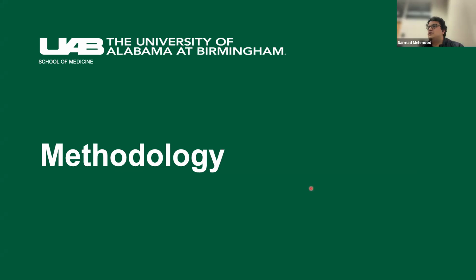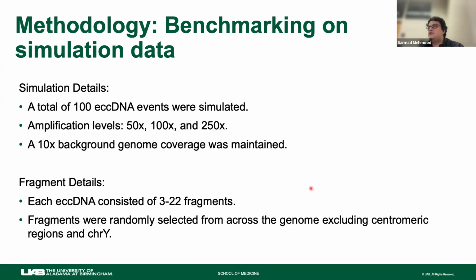Coming to the methodology, in the first part we are benchmarking Long Circle Finder on simulated data. We simulated 100 eccDNA events at three coverages, 50x, 100x, and 250x, with the background coverage of 10x. The fragment counts making those eccDNAs are from 3 to 22. We avoided the centromeric region and chromosome Y for selection of the simulated data.